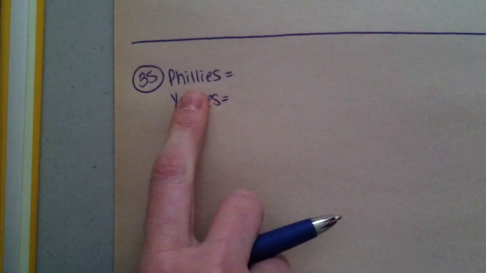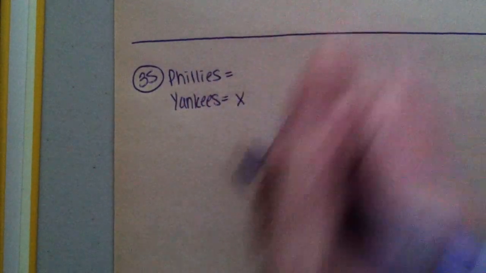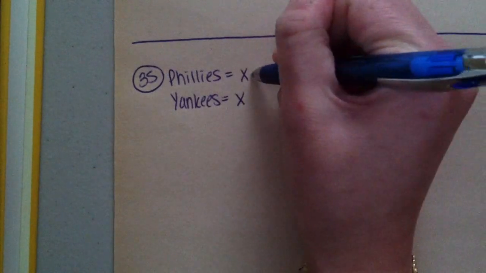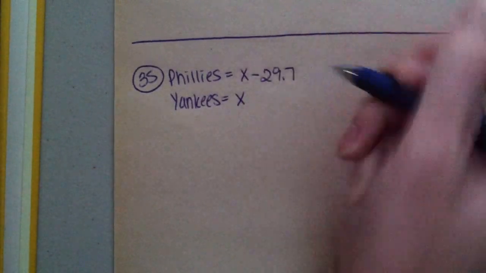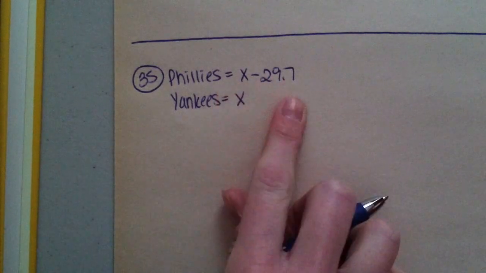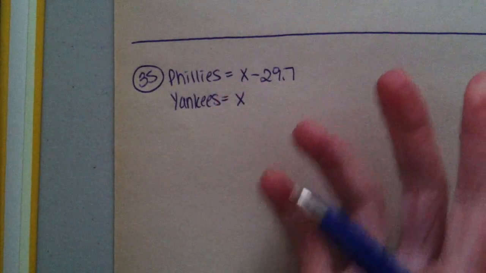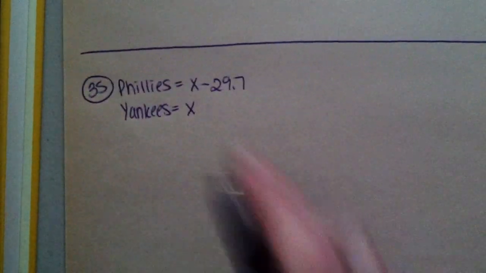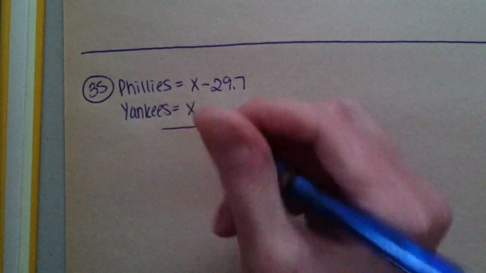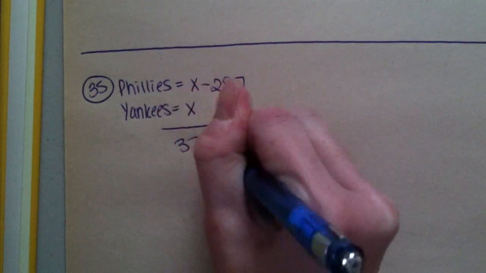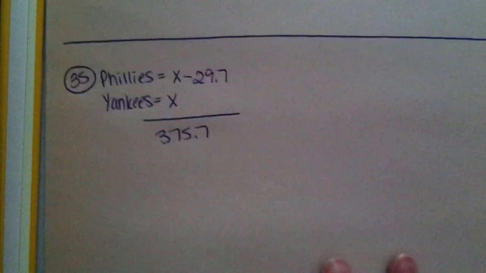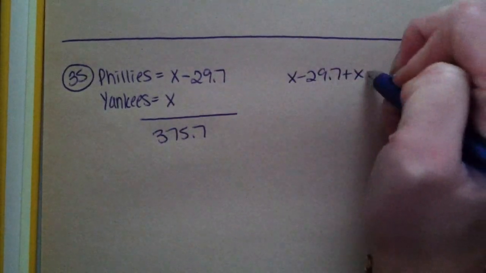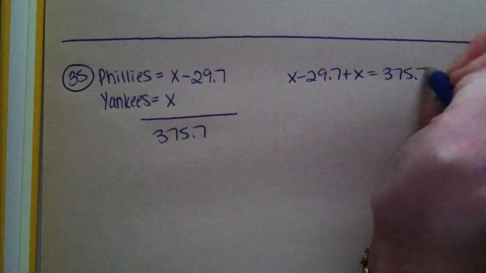Well, since we're talking about the Phillies in terms of the Yankees, we're going to identify the Yankees as being X. And then the Phillies payroll is 29.7 million less than the Yankees. I don't need to write million here since our answer is also in terms of million. We can just include the million at the very end. And then when I add these two values up, I get the 375.7 million. So X minus 29.7 plus X equals 375.7.